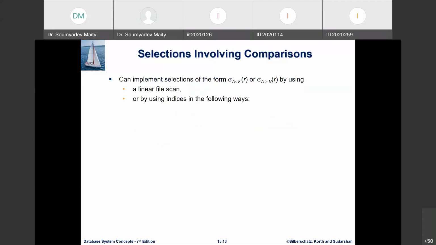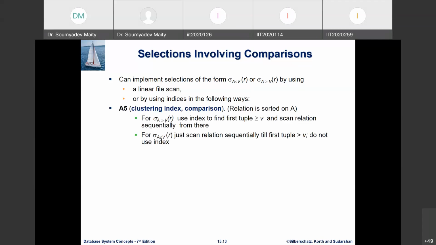Now, so far we were discussing selections in the form of equality checking. However, the selection condition can be inequality checking also. For example, attribute is less than or equal to some value, or attribute is greater than or equal to some value. Then what should we do? First option is obvious: a linear file scan you can always do. Now, if you have an index available, then what can you do?